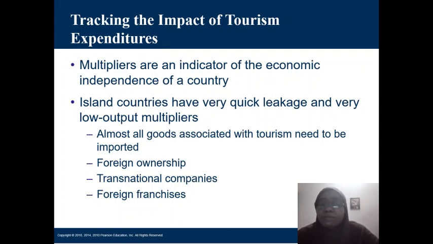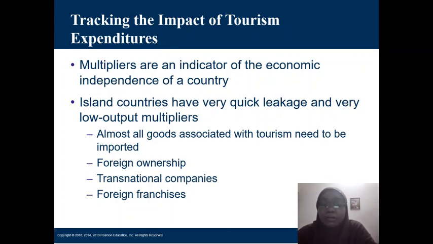For example, island countries have very quick leakage and very low output multiplier due to so many factors. One is that tourism is the major source of revenue generation for them. So almost all goods associated with tourism need to be imported. They don't have other natural resources. Perhaps tourism is the main or only natural resource. And of course we all know what islands are, all right? So they usually get most of their resources from outside, so they import them into the country.